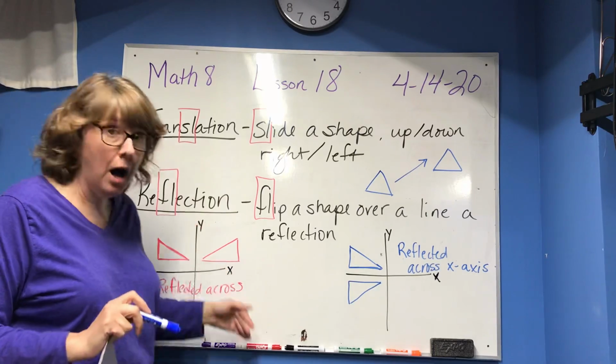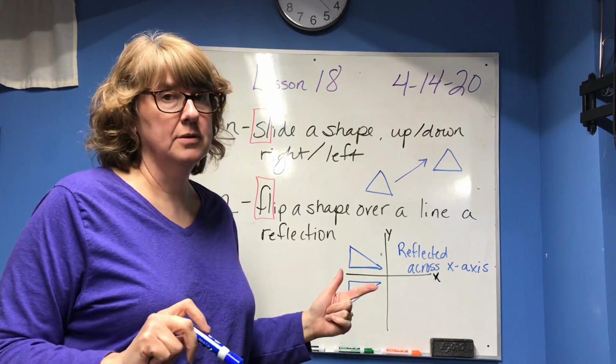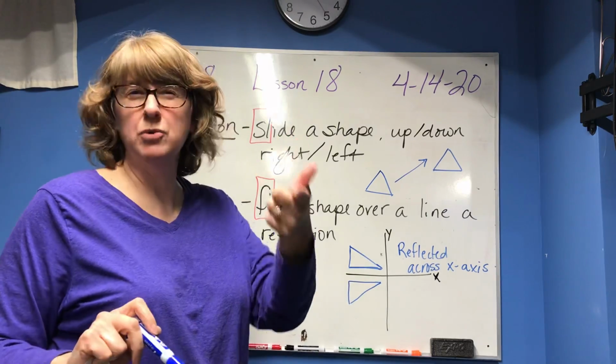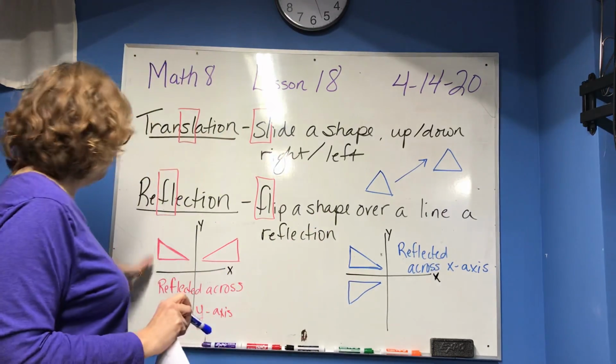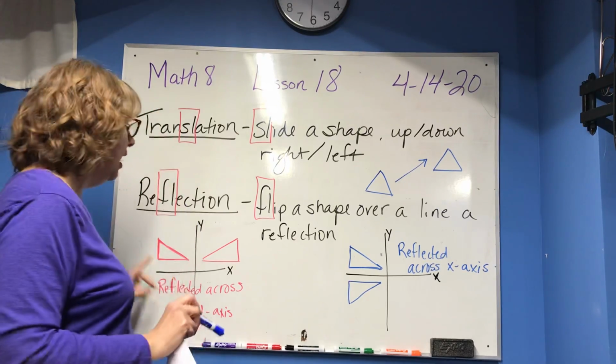The most common lines of reflection are going to be the x-axis and the y-axis. Not the only ones, but those are the most common, okay? So a reflection is a flip. So far, so good? Okay.